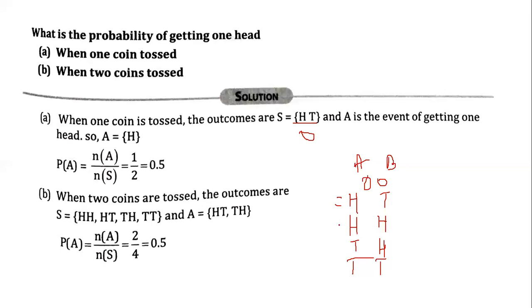So, what are the possibilities I got? Head, tail; head, head; tail, head; and tail, tail. So these are the four possibilities that can come when I toss two coins. Understood? This is how you find out the sample space.